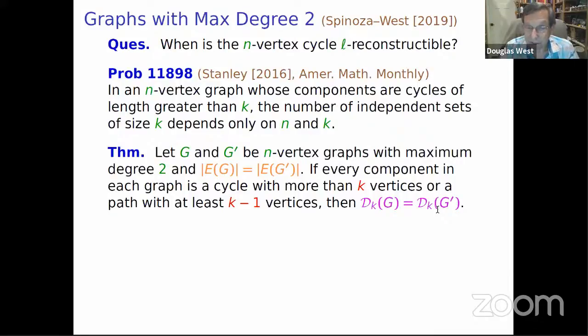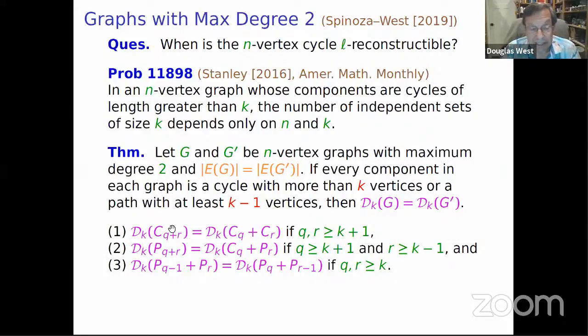Meaning the number of induced subgraphs with k vertices, not just the independent sets, but actually any induced subgraphs that you want to mention with k vertices, each of these two graphs would have the same number of them. That's what it means for the k deck to be the same. So let's think about some special cases of this statement.